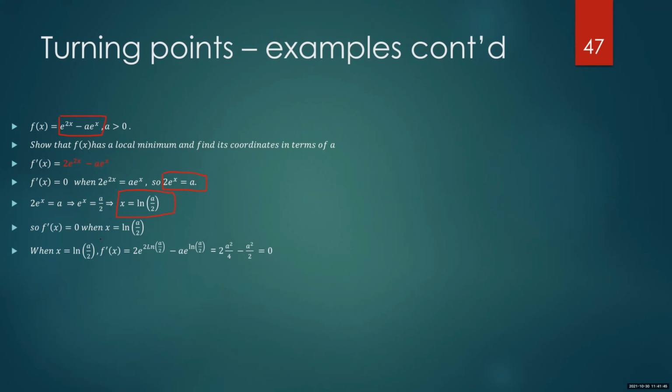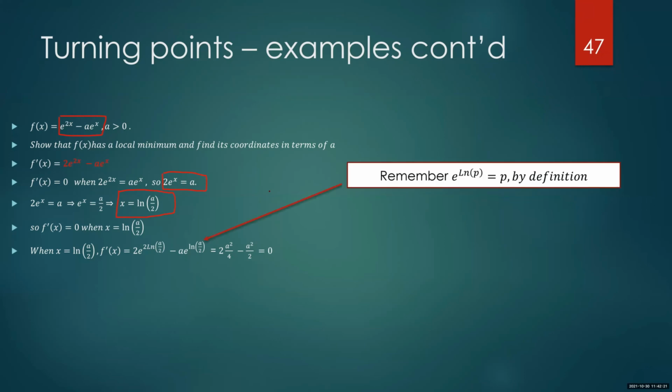We're now saying that when x is equal to the natural log of a over 2, and this is just the workings here to go in a bit more detail of why it's 0, f dash of x is equal to 2e to the power of twice the natural log of a over 2 minus ae to the power of the natural log of a over 2. And that's simply 2a squared over 4 minus a squared over 2. And that's equal to 0.